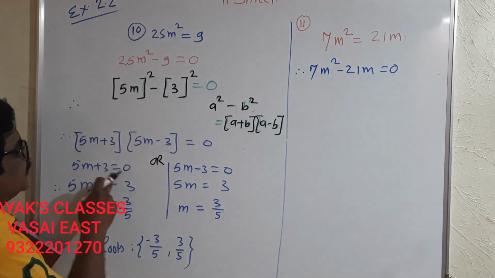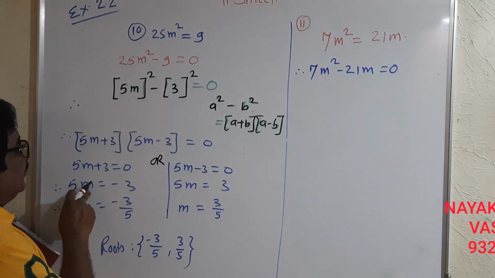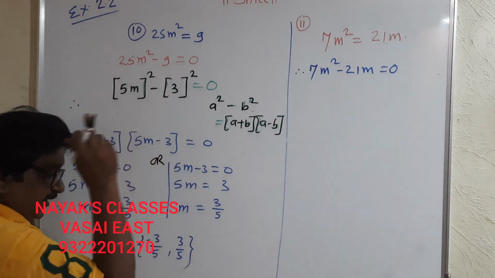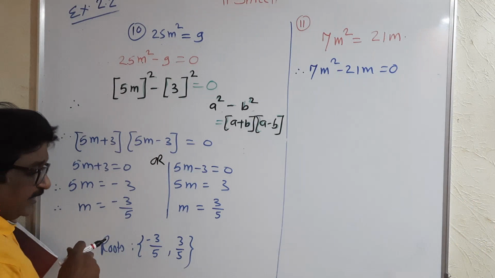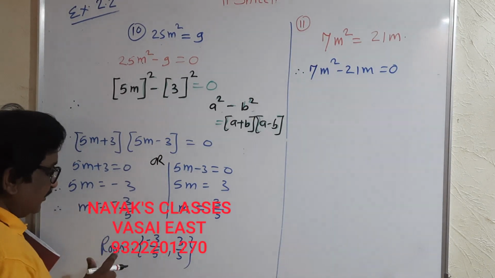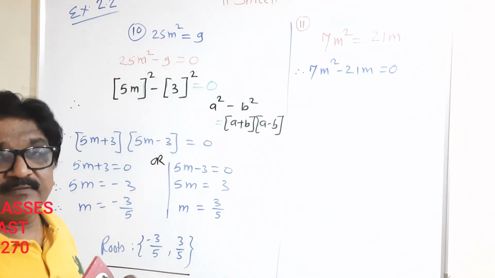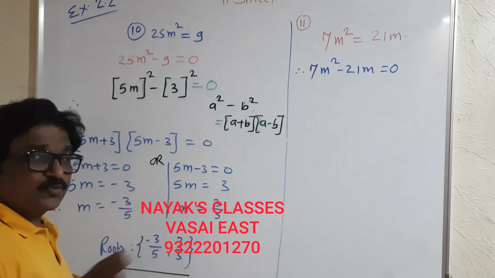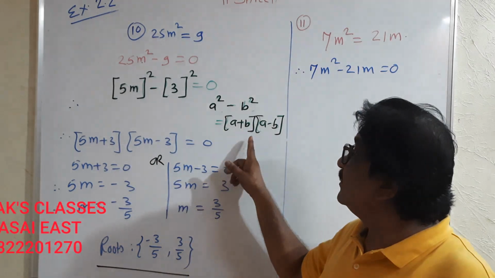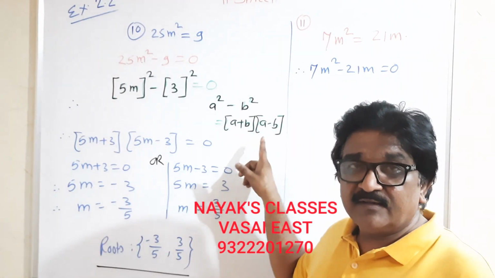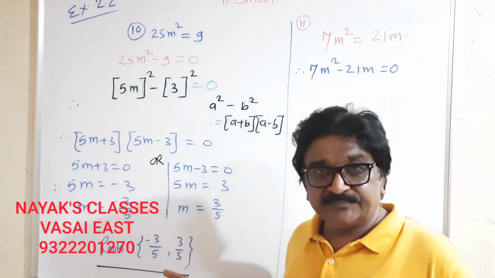Transfer the number: plus 3 becomes minus 3, minus 3 becomes plus 3. 5m is equal to minus 3, 5m is equal to 3. And then dividing by 5, we get m is equal to minus 3 upon 5 and m is equal to 3 upon 5. So roots are minus 3 by 5 or 3 by 5. Very simple. But no splitting, no first term into last term, nothing. Just the 8th standard identity we have applied. The 8th standard identity gave us the answer.